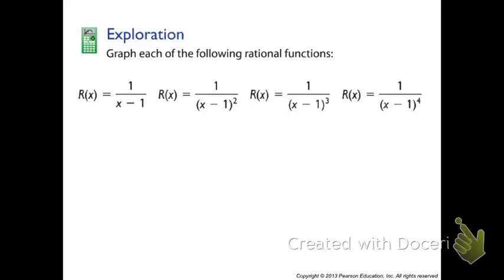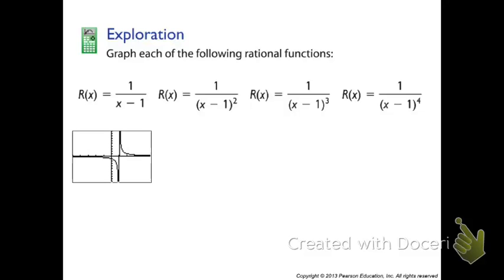I wanted to start off this one by asking you to graph each of the following rational functions. So please go ahead and pause the video and see if you can do these fairly quickly, remembering that each of these is just a transformation of a basic function, either 1 over x or 1 over x squared, or even 1 over x cubed, 1 over x to the fourth. So go ahead and draw these. I'm going to go ahead and show you the solutions.